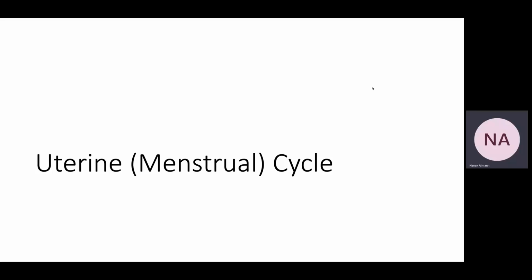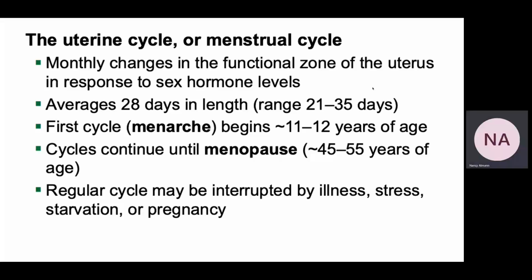Uterine menstrual cycle. If you're female and you've been through puberty, you have some idea of what happens. Basically, we're talking about monthly changes in the functional zone of the uterus. So you start to shed the endometrium. And that is because you will secrete sex hormones at various levels that will trigger that, or not.